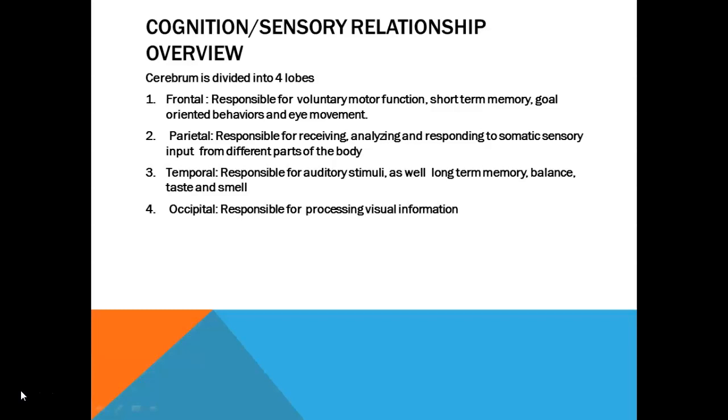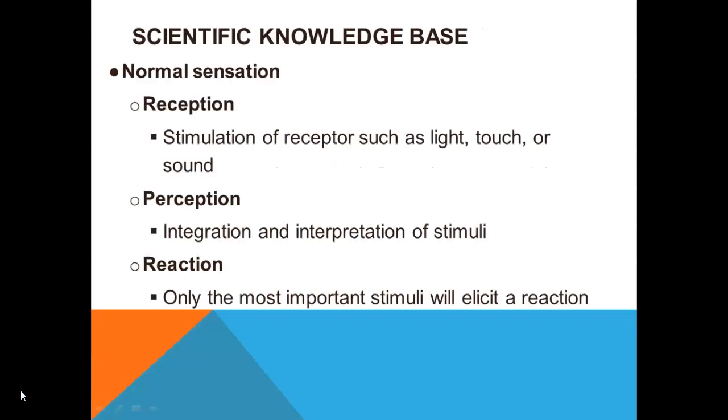So you can tell that if someone has an injury to any parts of those brains, you can almost understand, oh, they hit the back of their head, they have a problem with their occipital lobe, they're having problems processing visual information, and so forth with the other particular ones.